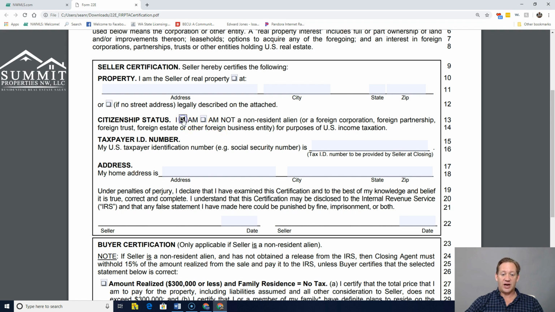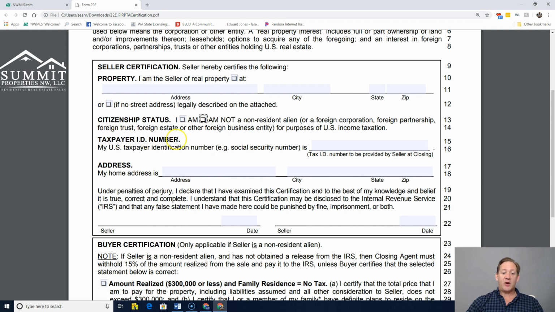And then go into the citizenship status and you go I am or am not. You have the seller check whether they are or are not a non-resident alien or a foreign corporation, foreign partnership, foreign trust, foreign estate, or other foreign business entity. And this is for the purposes of U.S. income taxation. So if you are, that's when you need to fill this out correctly and know that 15% is probably going to be taken out from the sales proceeds to pay taxes. All right, I'm going to uncheck those just to not confuse anything.